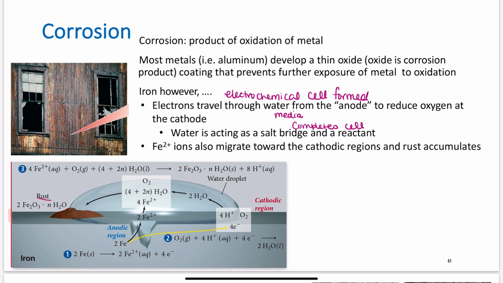We can see here your rust accumulation, your cathodic region, your anodic region, the overall reactions that are happening. We see the rust accumulating here. We see iron solid forming iron 2 plus. Over here, we see the oxygen reacting, the completion of the circuit as we go through.